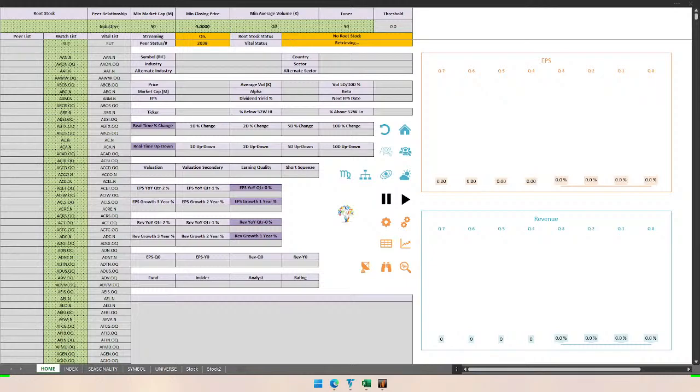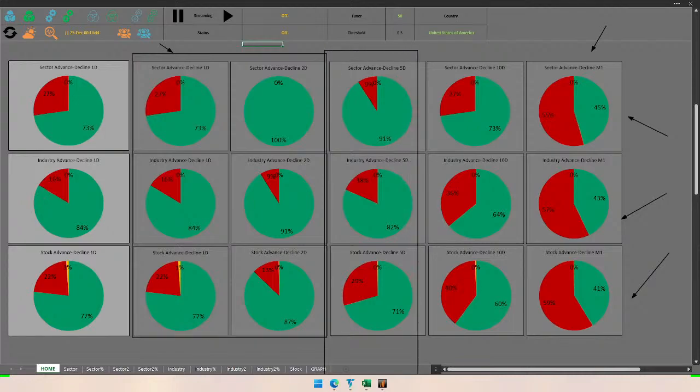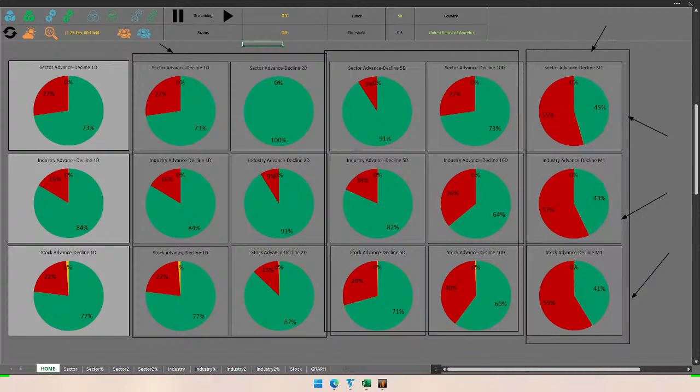That also is the secret behind me being right on the market more often than many other traders. Let's look at the sector industry stock advanced decline breadth, 1 month to 1 day. 1 day bullish for sectors, industry, stocks, 2 day bullish, 5 day bullish, 10 day also bullish. However, 1 month is bearish.